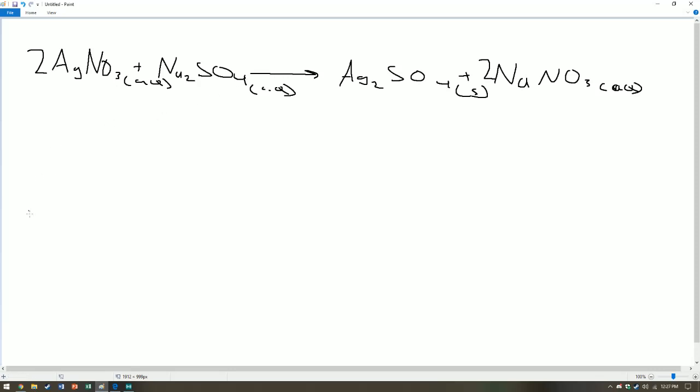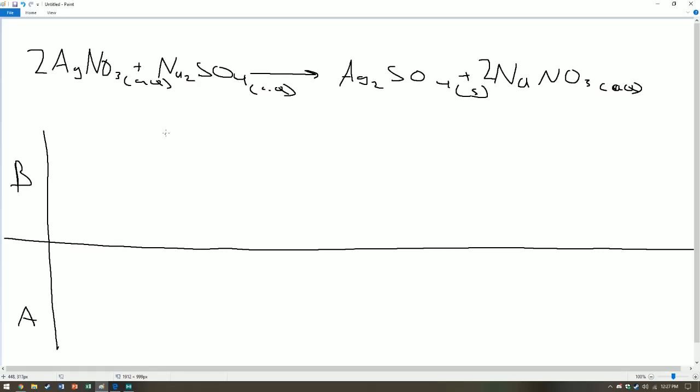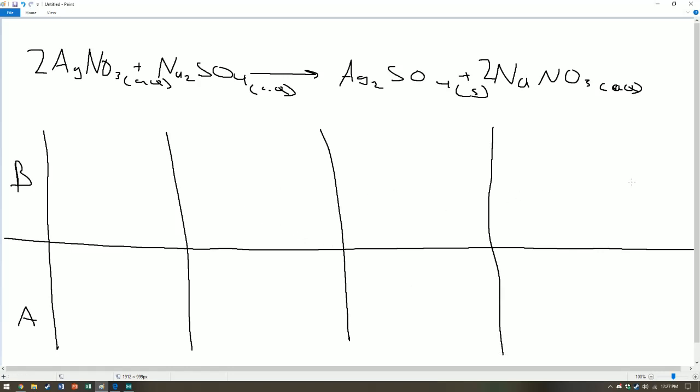So great. Now let's create our little before and after chart that I like to do. We are told that we have 25 mL of silver(I) nitrate of 0.125 molar concentration, and we are also told that we have 35 mL of 0.100 molar sodium sulfate.